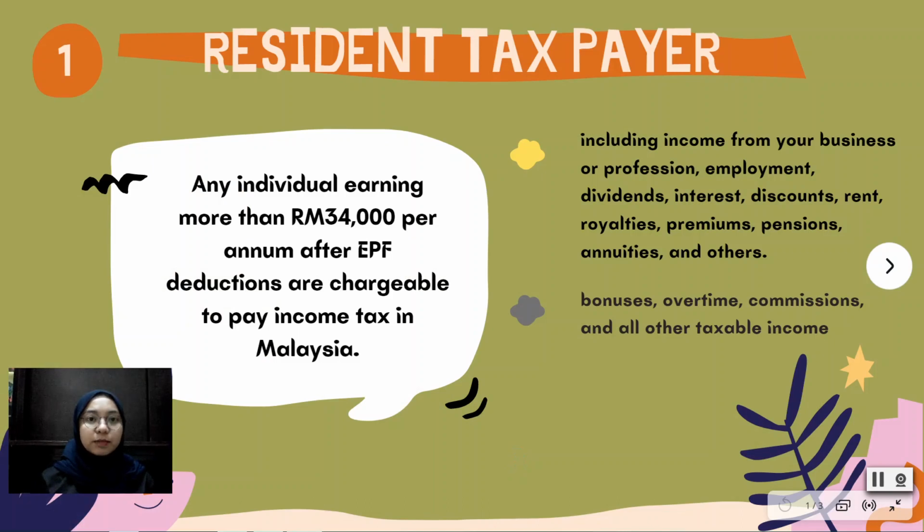Next is chargeable persons to pay income tax in Malaysia. Firstly is resident taxpayer. Any individual earning more than 34,000 ringgit per annum after EPF deduction is chargeable to pay income tax in Malaysia. This will also include income from your business or profession, employment, dividend, interest, discount, rent, royalty, premium, pension, annuities, and others. For salaried employees, this will also include your bonus, overtime, commission, and all other taxable income.